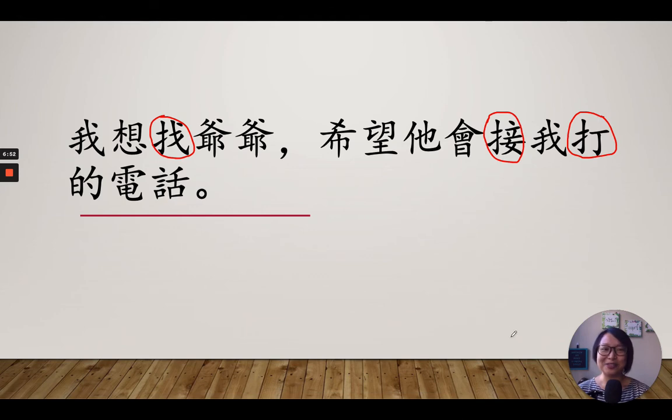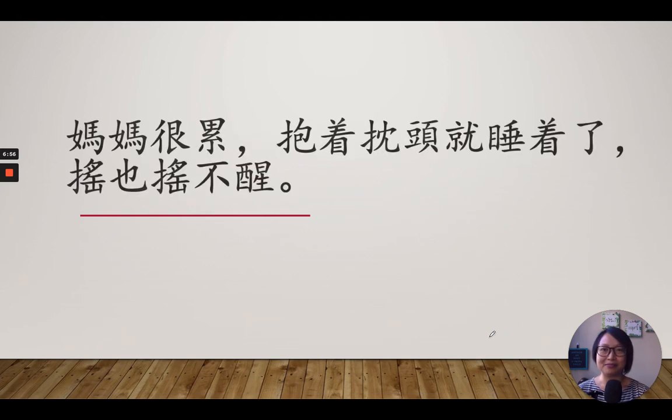Let's take a look at the next one. Here we go. 媽媽很累，抱着枕頭就睡着了，搖也搖不醒。Let's see if you can find the words with the 剔手邊.